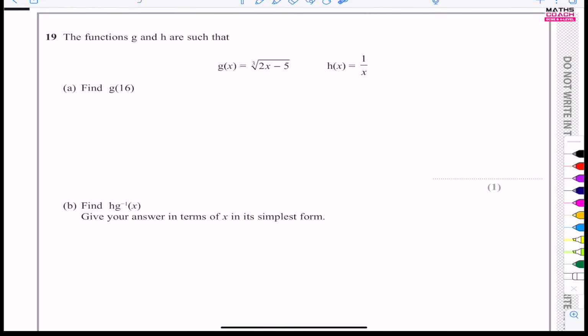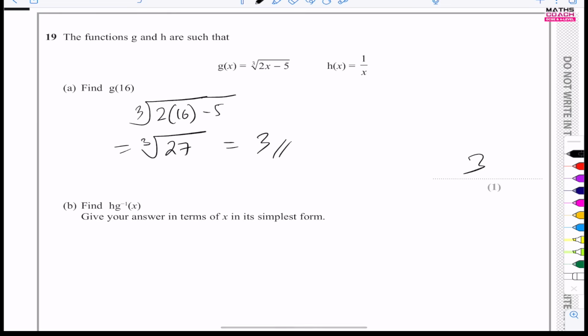Question 19. You've been given the two functions. And for part A, you've been asked to find g of 16. What does that mean? That simply means plug in 16 for the x in the g function. So that would be the cube root of 2 times 16 minus 5. 2 times 16 is 32. 32 minus 5 is 27. So the cube root of 27 is 3.